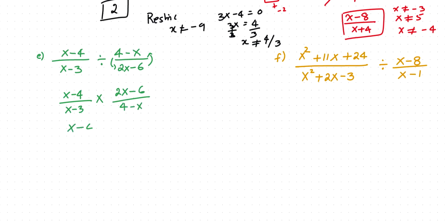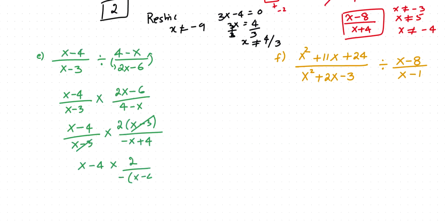We can take out 2 common here. So we get x minus 3. And here we have -x. We can write -x plus 4. So x minus 3 cancels. So we have x minus 4 times 2 upon, if we take out this negative outside, x minus 4. So x minus 4 cancels. So the answer is -2.